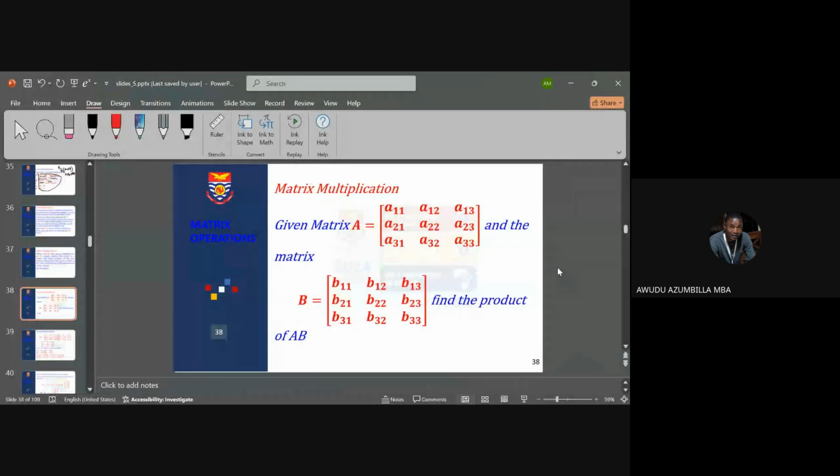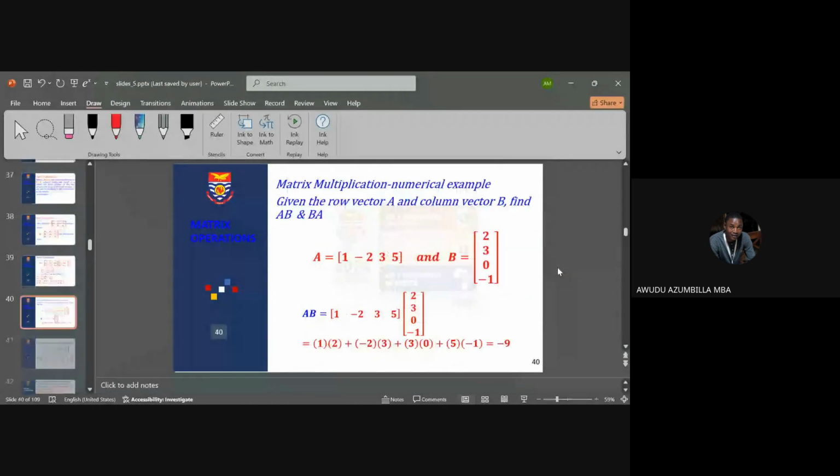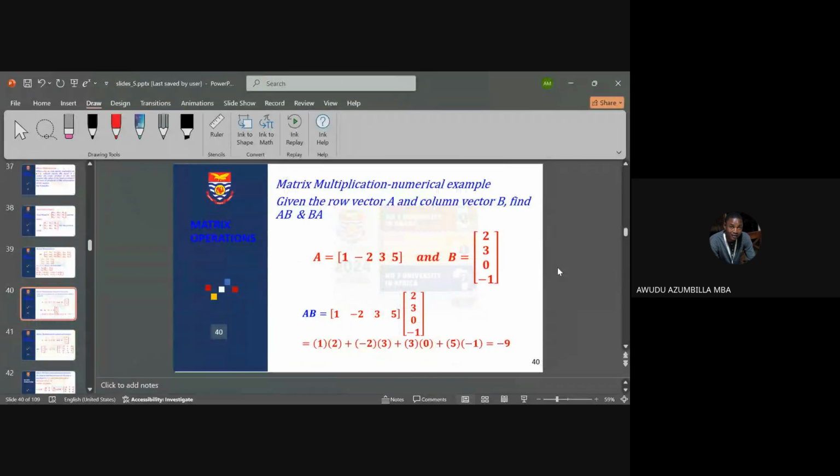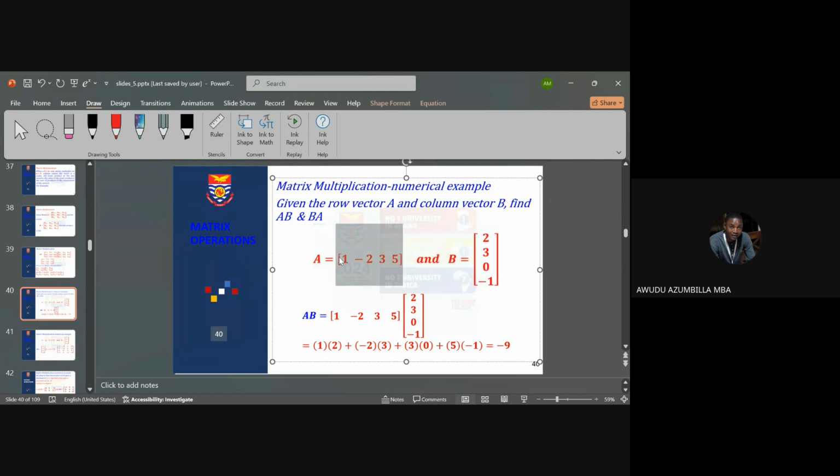So let's move straight to demonstrate that with an example. So here I have matrix A. The number of rows here is one row, and the number of columns here is also one column. So we can multiply them.